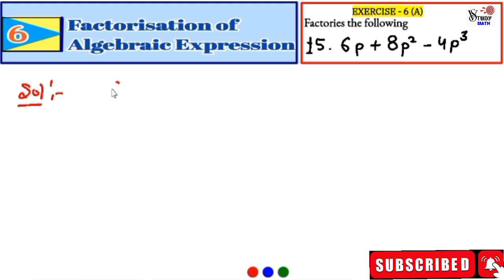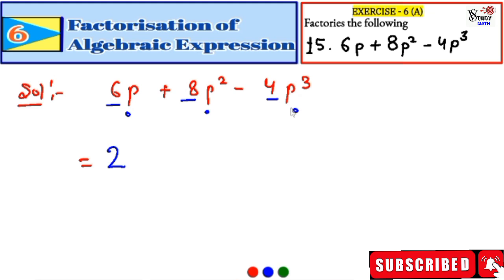Problem number 15, we have 6p plus 8p square negative 4p to the power 3. Now from these three terms, I will apply here the direct approach. From 6, 8 and 4, which is common? So 2 is common. And all three terms have p, p square and p cube. Same variable is common in all three terms. So from all three terms, which power of the variable do we take common?